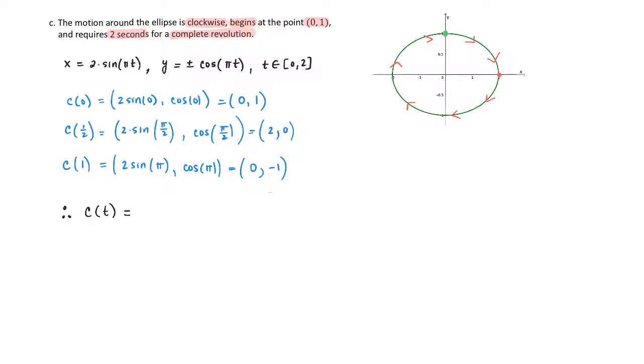C of t is going to be equal to 2 times sine of pi t, and the y is going to be cosine of pi t, where t is going to be between 0 and 2.